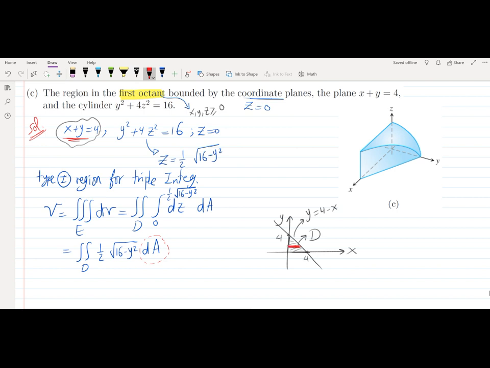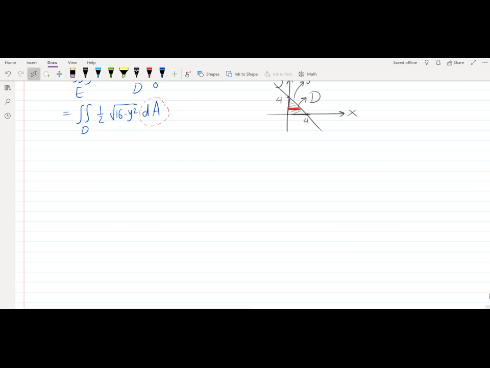In order to change, the integral will be a double integral of half root of 16 minus y squared dx dy.